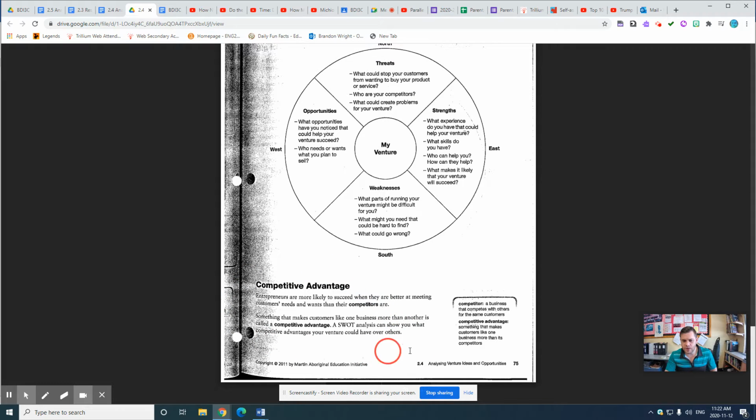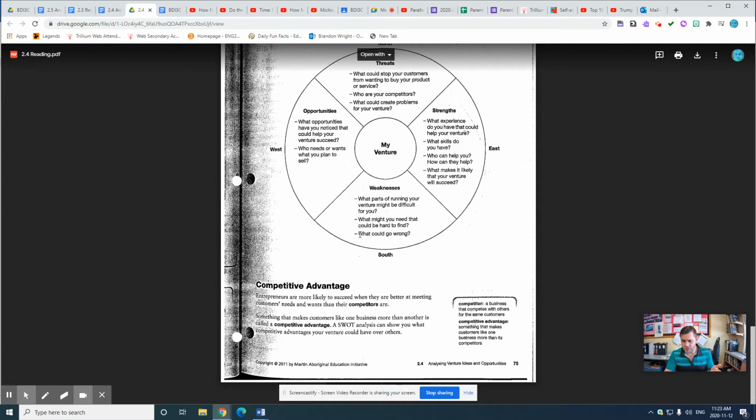And this section about competitive advantage, I definitely want you to read. Because all businesses must have a competitive advantage. A reason why people want to go to your business rather than another person's business, I should say.